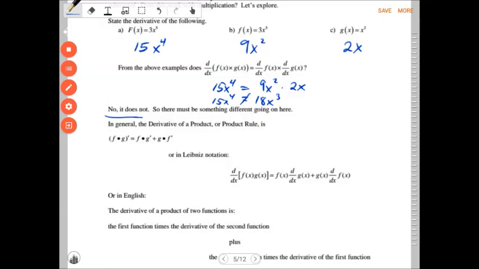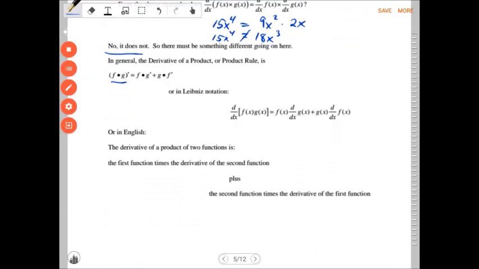In general, the derivative of a product, or product rule, is this. Okay, so the derivative of the two functions together is f times g prime plus g times f prime. Then Leibniz notation is below here, and let's just get to the English part. The derivative of a product of two functions is simply the first function times the derivative of the second plus the second function times the derivative of the first.